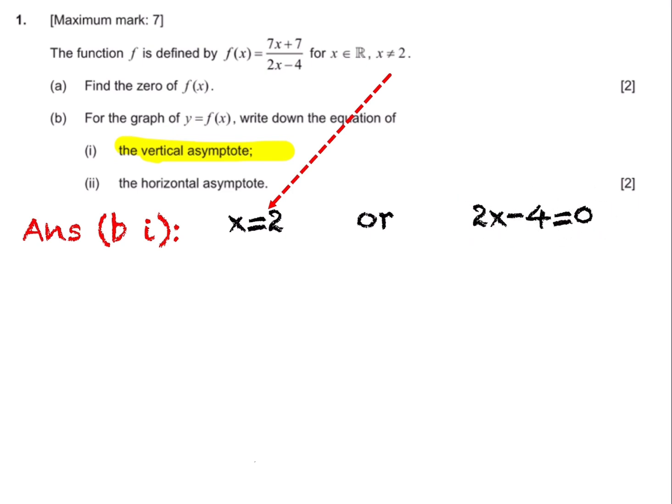By solving the denominator for x, we can find the vertical asymptote as well. Don't forget, the answer must be in the form x equals 2, or we won't get the mark.